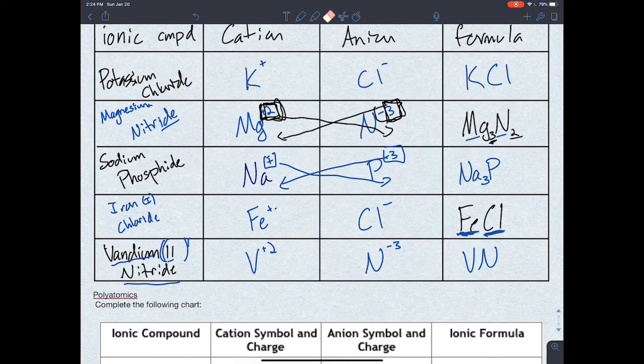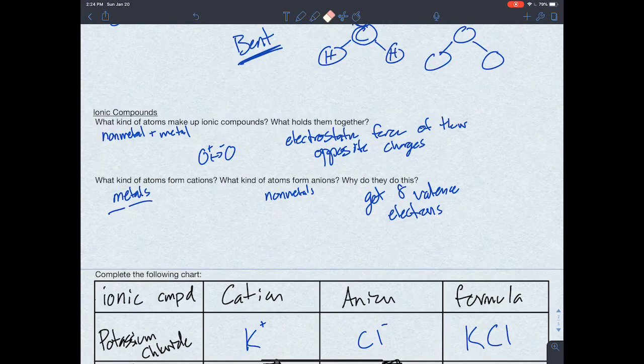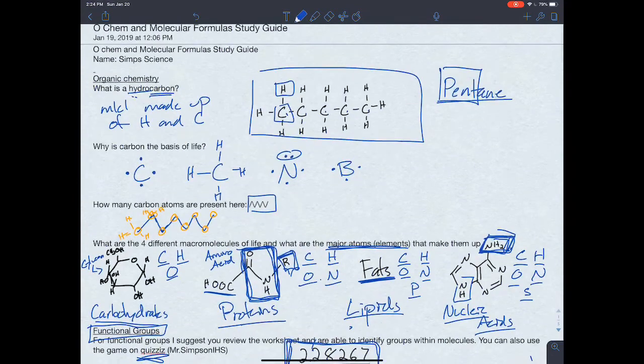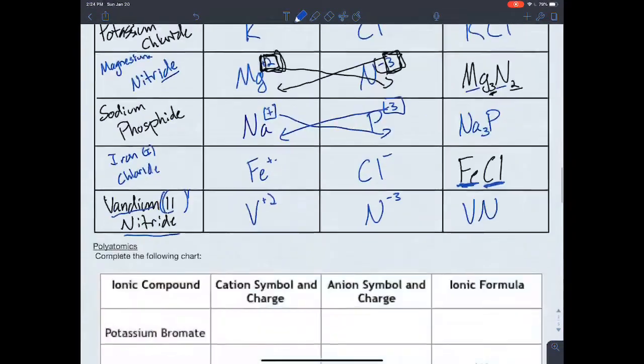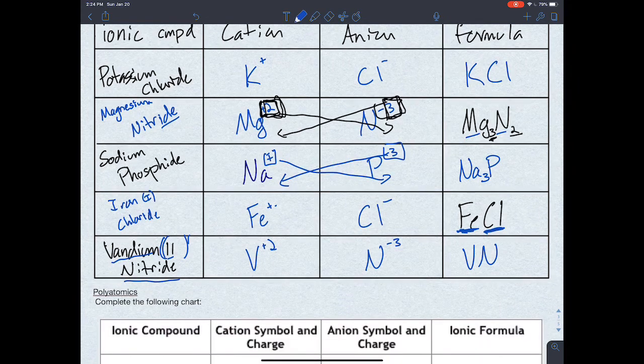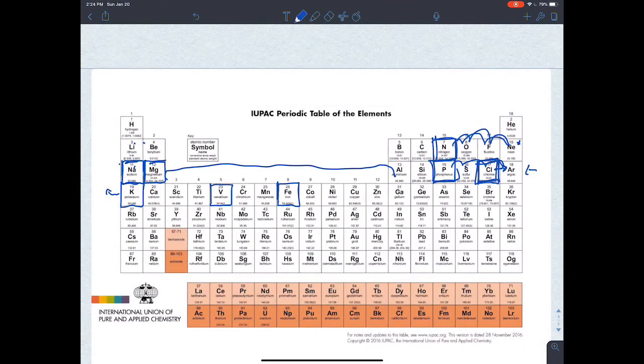So make sure you know when you see something that's made up of a non-metal and a metal, it's an ionic compound. It's important that you can look at just a formula and identify what's a covalent compound and what's an ionic compound. Once you figure that out, you can name it. Ionic compounds, you don't use prefixes. You just name them the cation and the anion with an "ide" suffix. Then you can figure out the formula from the charges that you figure out from the periodic table.